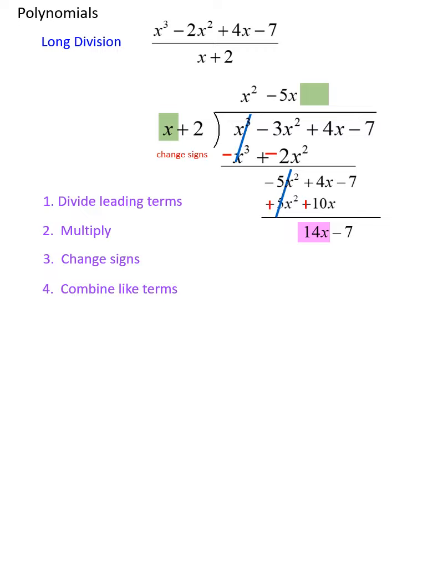Let's go through our steps again. Step 1, green times green equals pink, or the divide leading term step. Well, the only way that that can work is if I put a positive 14 here. Step 2, multiply.